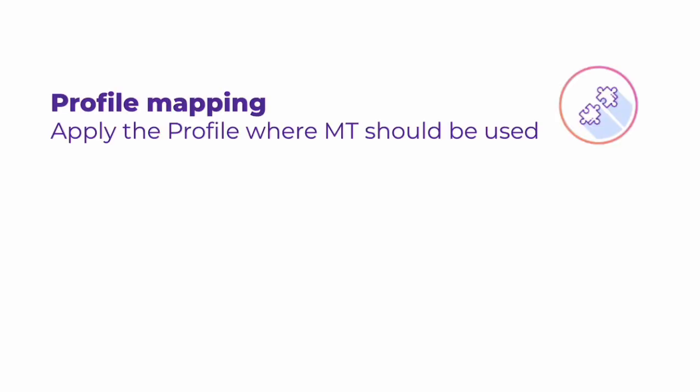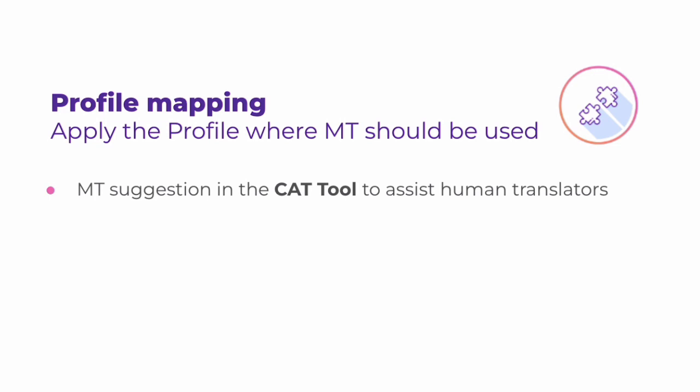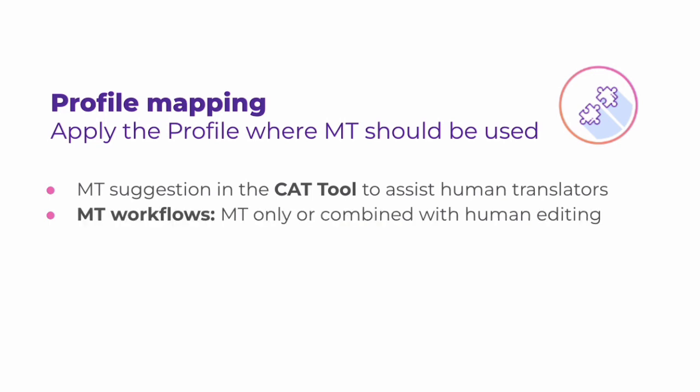Machine translation can be used in a variety of ways to cover all your translation needs. For example, it can assist human translators in the CAT tool to help them work more efficiently. Machine translation can be used as part of a workflow, either on its own or in combination with human editing.